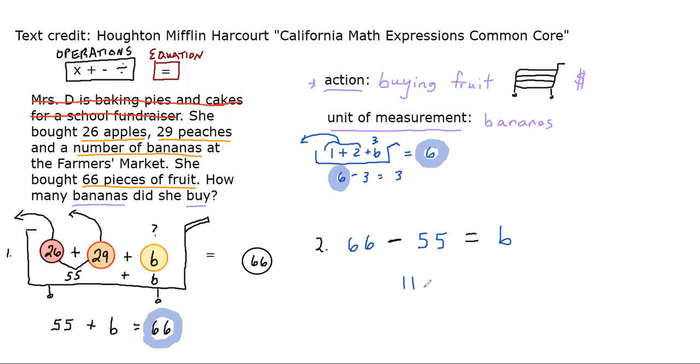What am I missing? Remember, a word problem always has a word label in the answer. So it's 11 bananas.